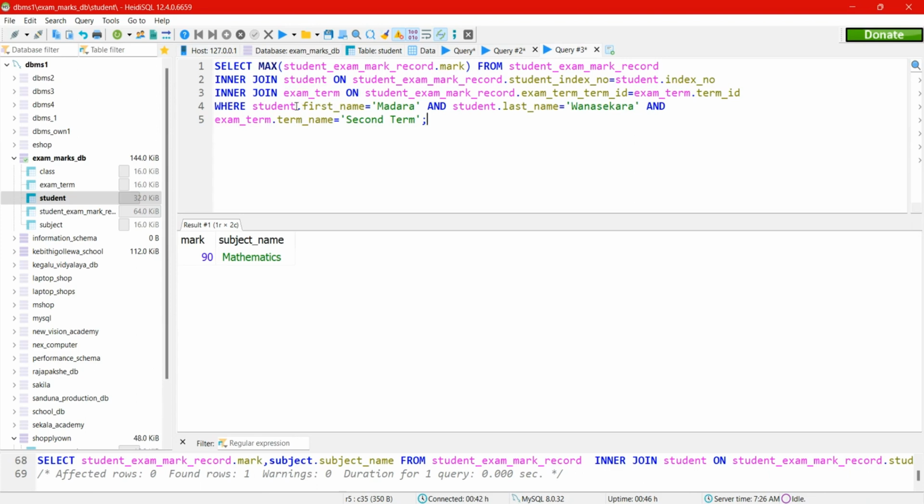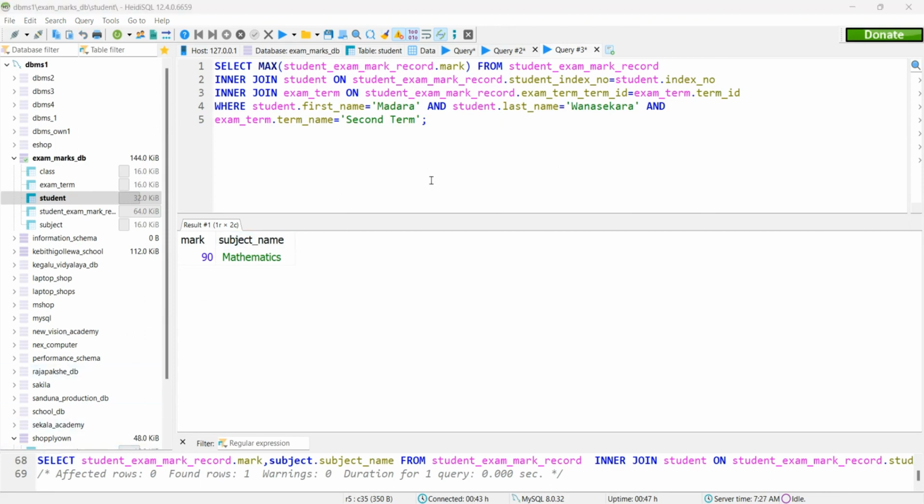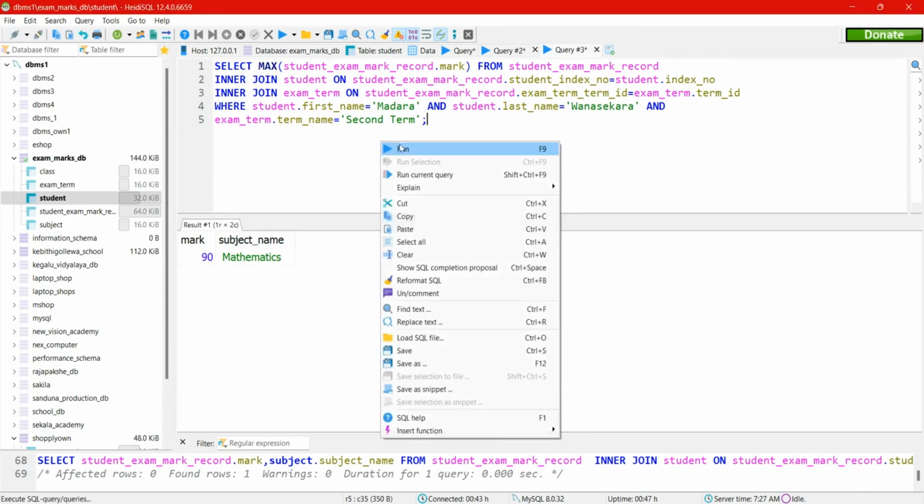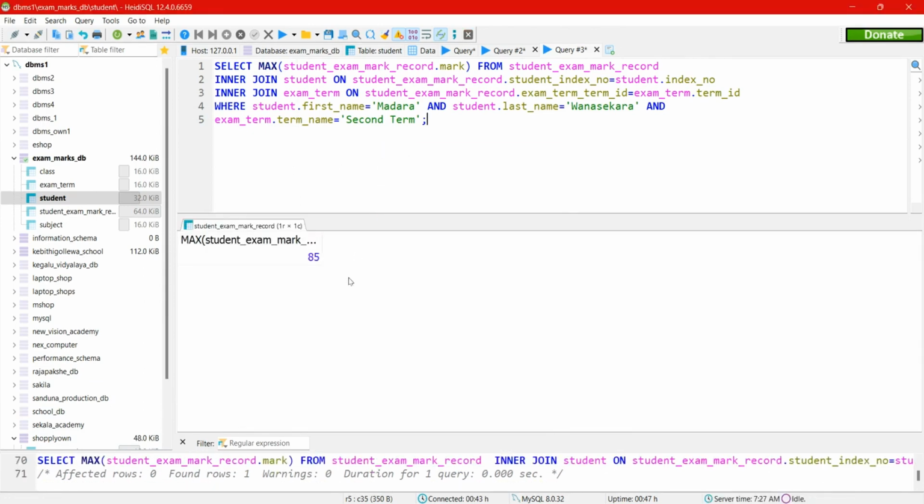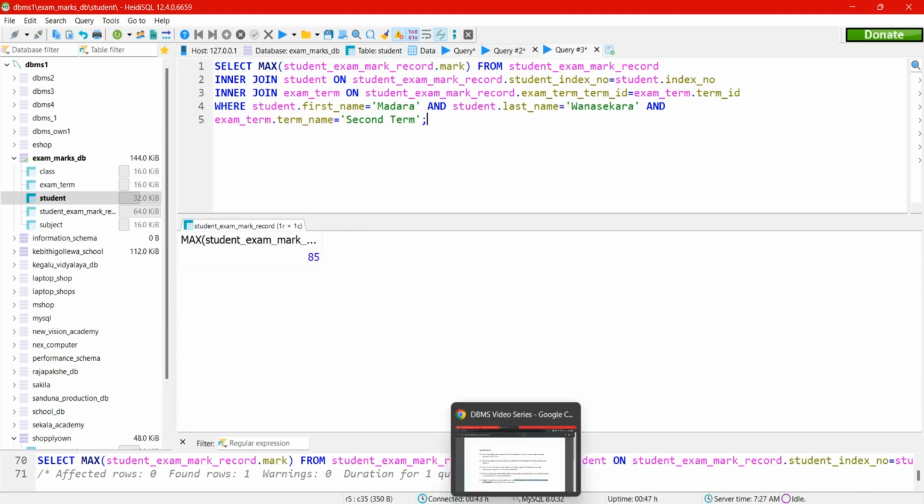And then when you come here, we have given three conditions: the first name and the last name of the student, and the term name should be second term. So this is the query for the final question. So let's execute the query. So this is the highest mark that Madara Vanasekara got in the second term examination. So this is the answer for the final question.